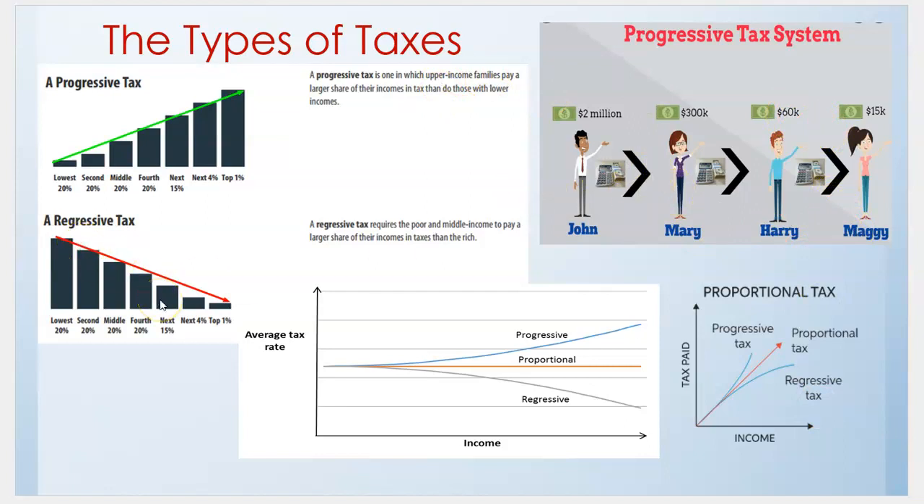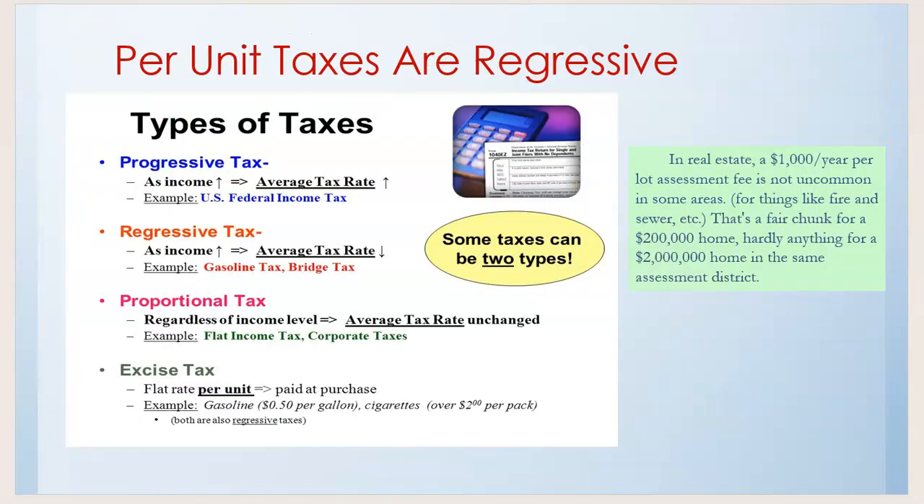Regressive taxes, not so much the key. Regressive taxes tend to be taxes like the Social Security taxes, for instance, but they can also be anytime they are imposed on a per unit tax. A lot of taxes are per unit taxes. So let's go to that one and look at it together. So per unit taxes are definitely regressive. So just a little bit of a reminder.